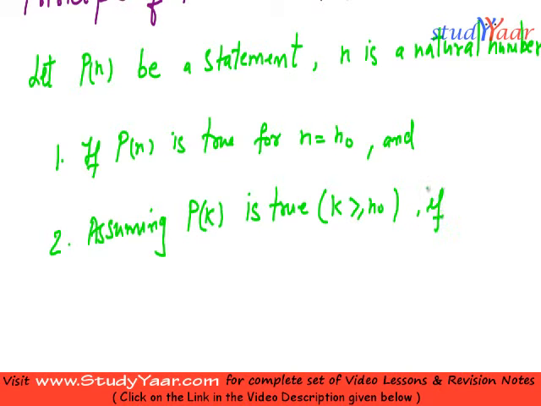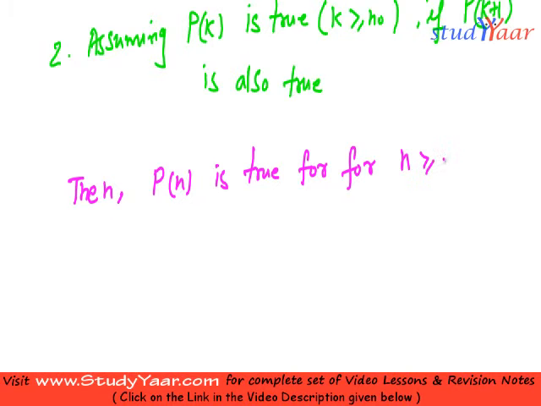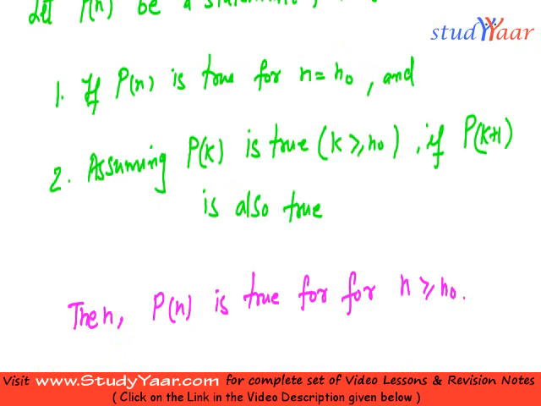if P of k plus 1 is also true, then we can say that P of n is true for all natural numbers. Then we can say that P of n is true for all n greater than or equal to n0. So this is your principle of mathematical induction.